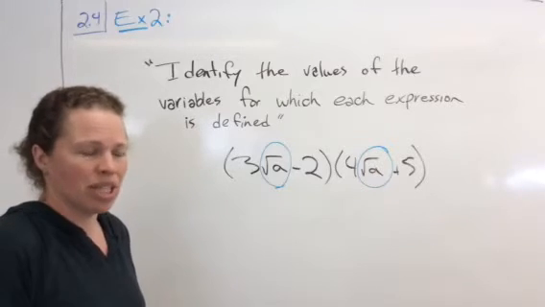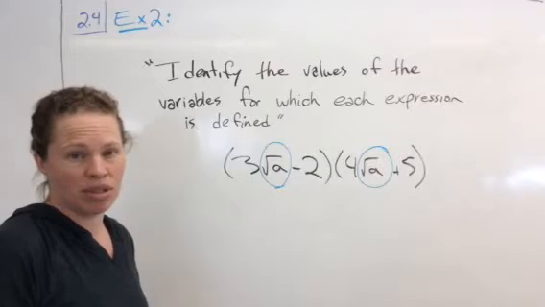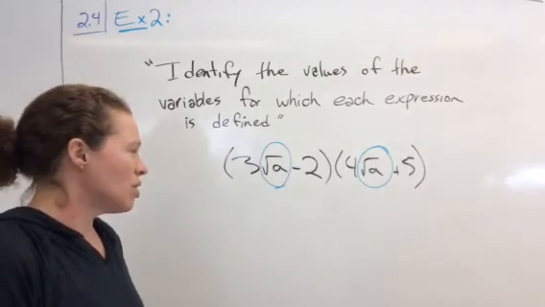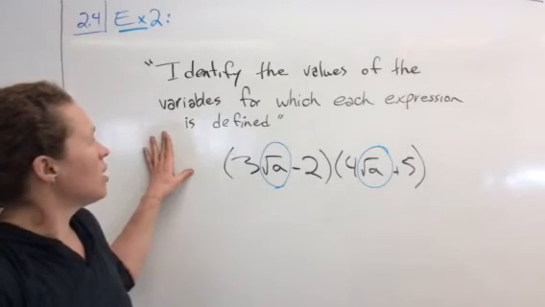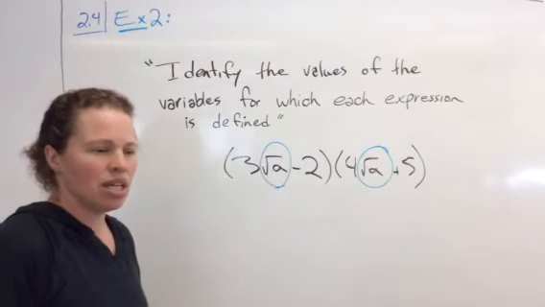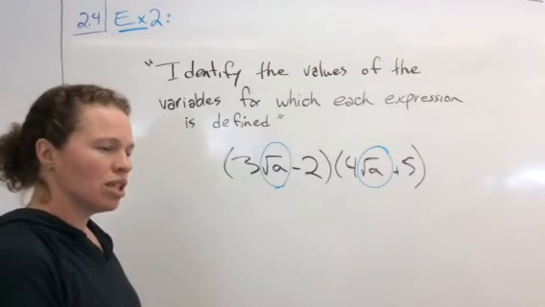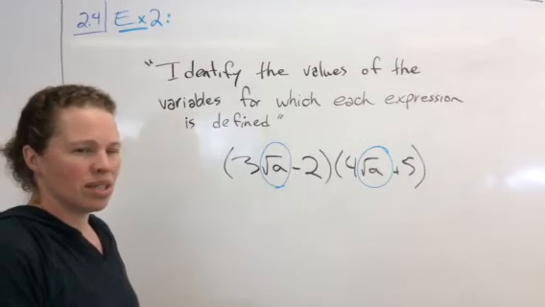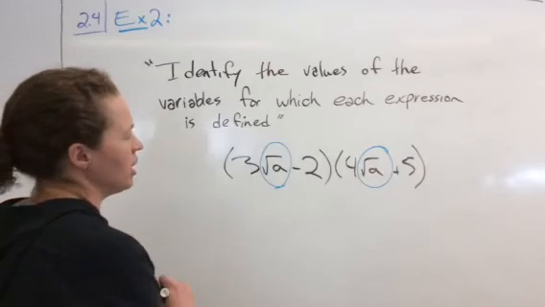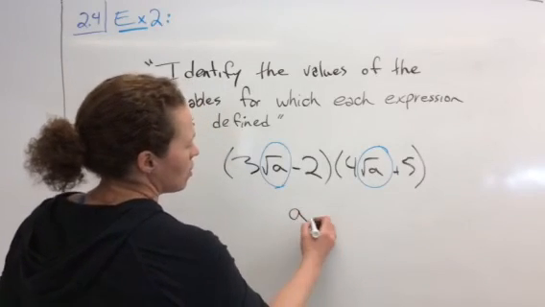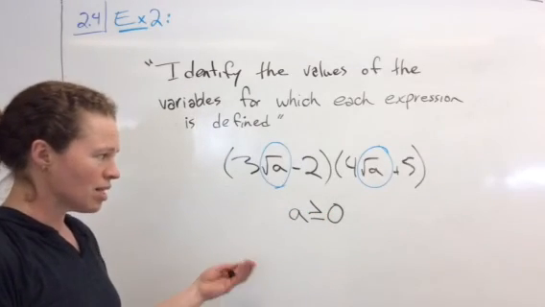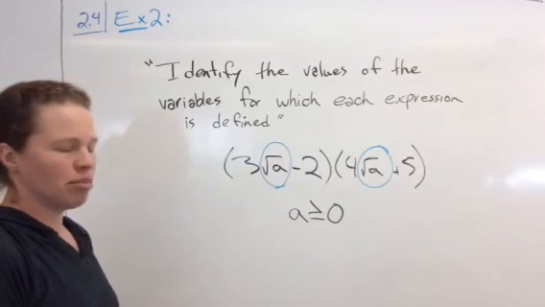What can it not be? Well, it can't be a negative, can it? It could be 0. That would still work. But it can't be a negative. So when it tells us to identify the values of the variables for which each expression is defined, it's the same thing that we did in the beginning of the chapter. We have to look at the variable and go, what are its limits? And in this case, you're just going to write, well, a could be equal to 0, or it could be greater, because that means that it has to be a positive number.